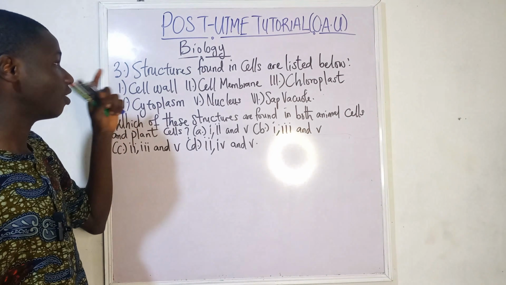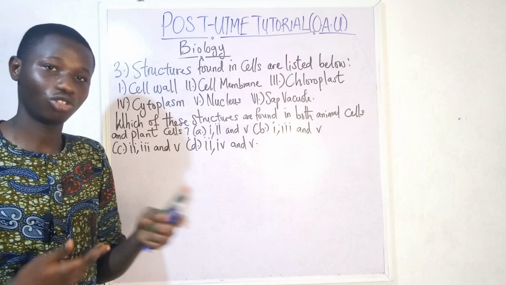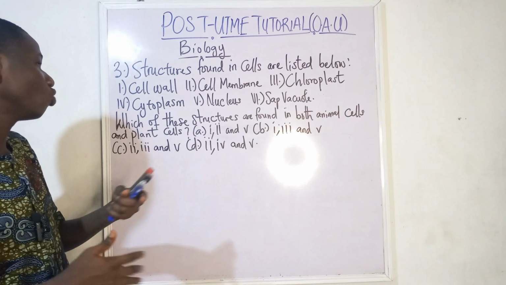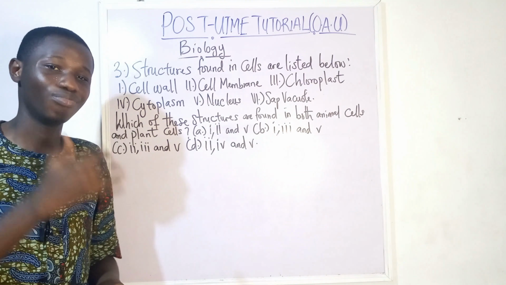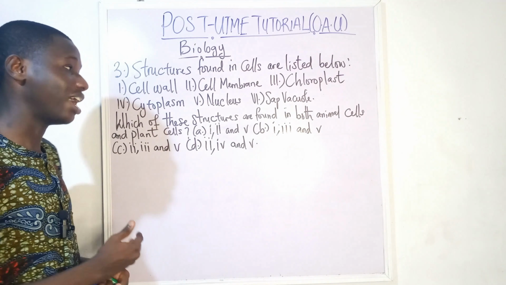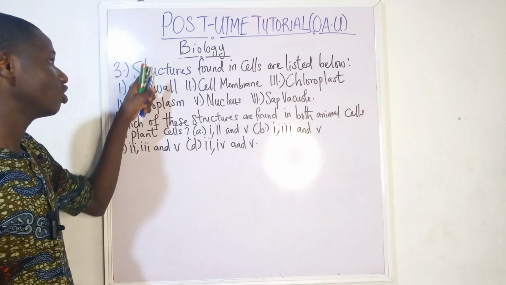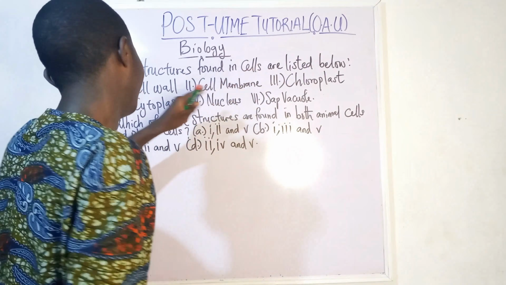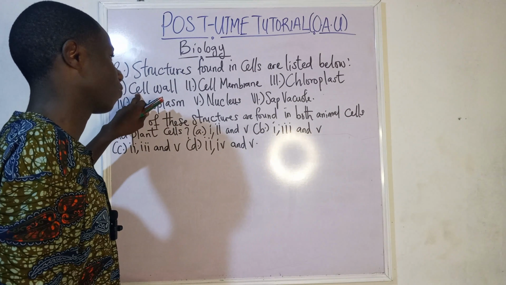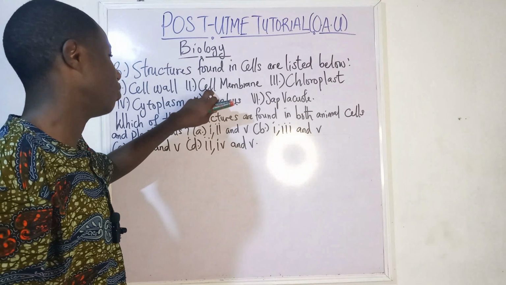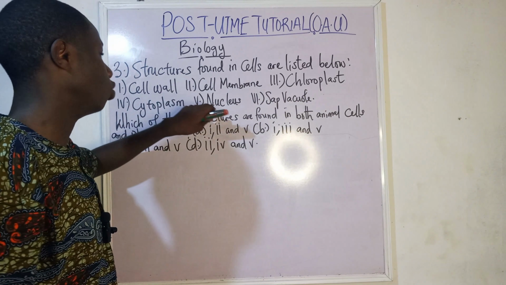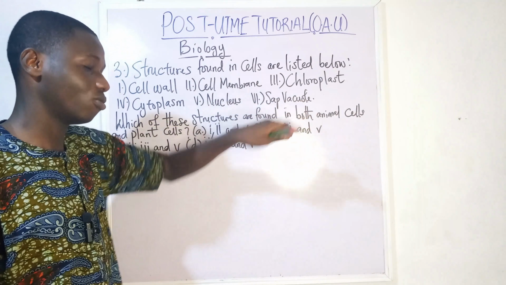So what we're doing today is we are looking at some structures found in cells, right? We now want to look at structures that are found in both animal cells and plant cells. So look at this. Structures found in cells are listed below. What are they? The cell wall, the cell membrane, the chloroplast, the cytoplasm, the nucleus, and the sap vacuole.